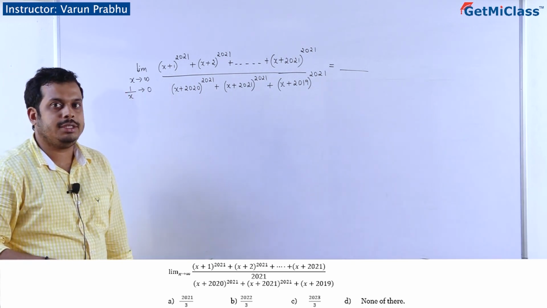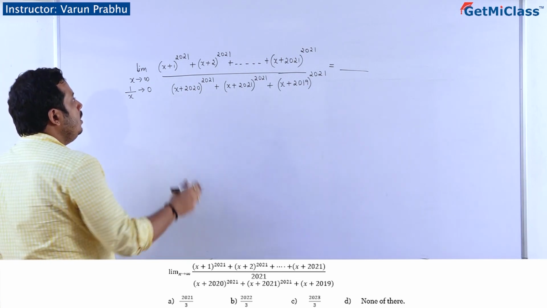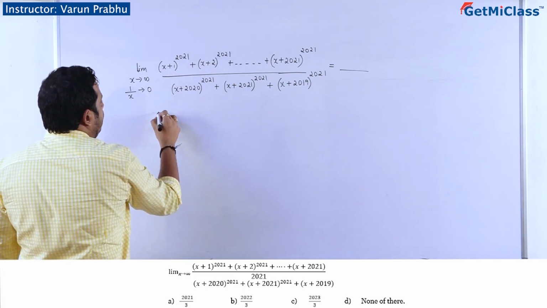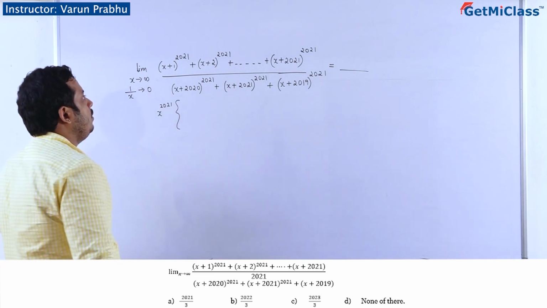to my mind is 1 by x tends to 0. So we'll get the answer to the question. Very simple question this was actually. So I can take out from every term x to the power 2021 common, correct or not?